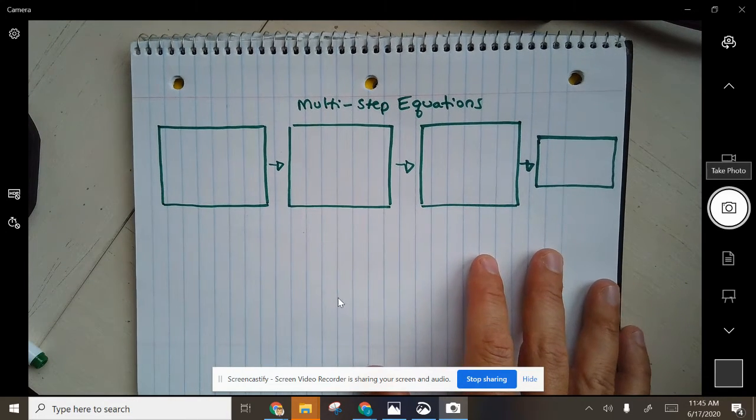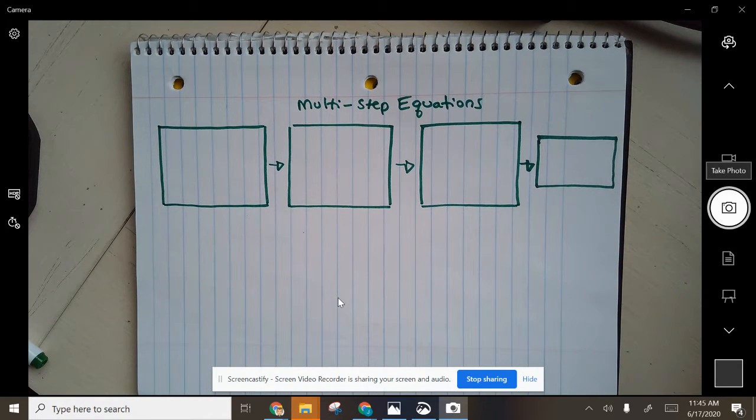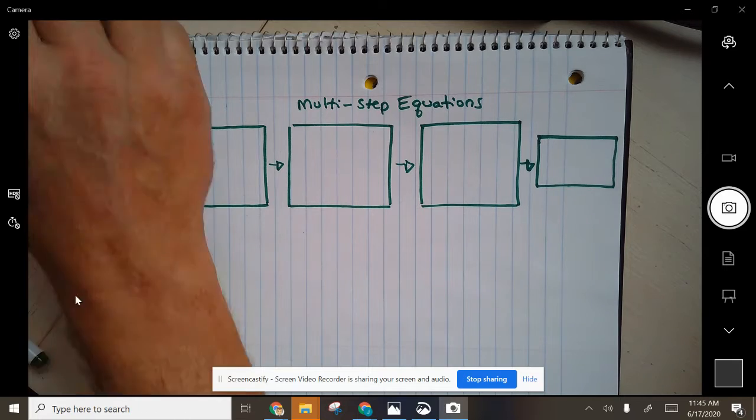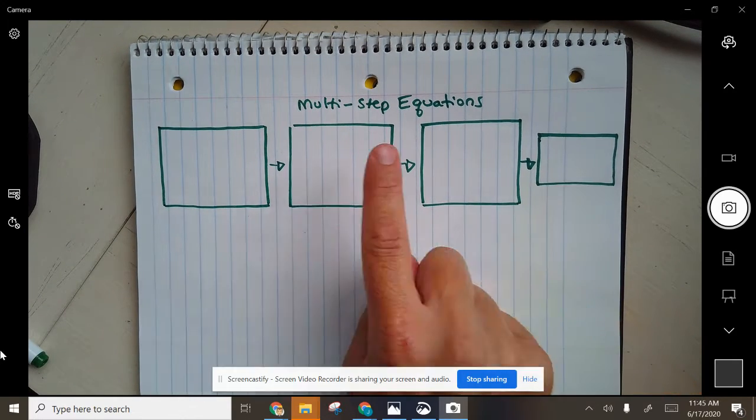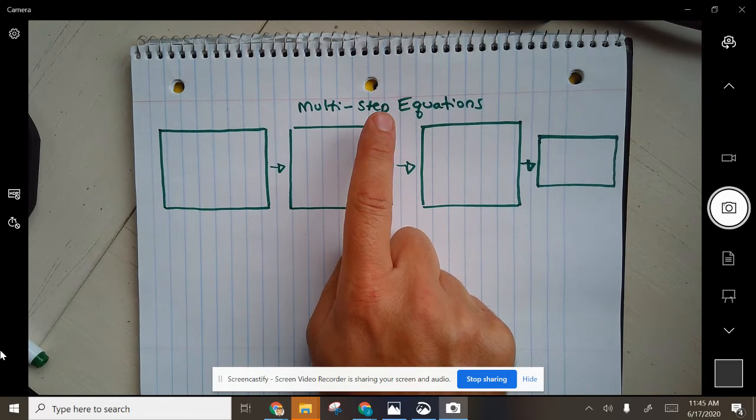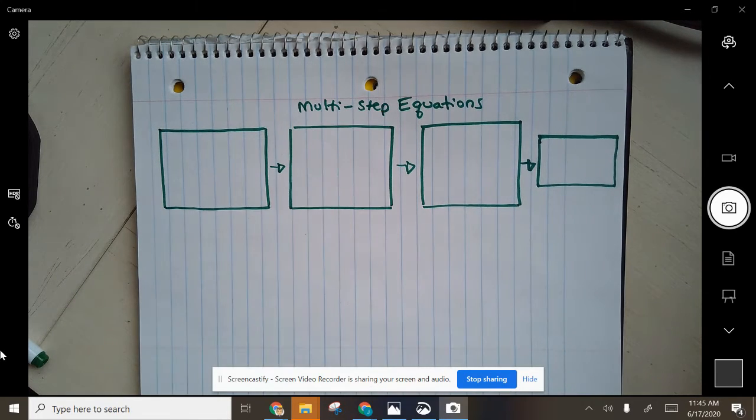All right, go ahead and get your notebooks out. You're going to have a flow map that goes through each step, first, second, third, and final step, okay? Multi-step equations. Now we're going to get into stuff that's a little different. You gotta think a little bit more in depth on solving, but still not that crazy difficult.